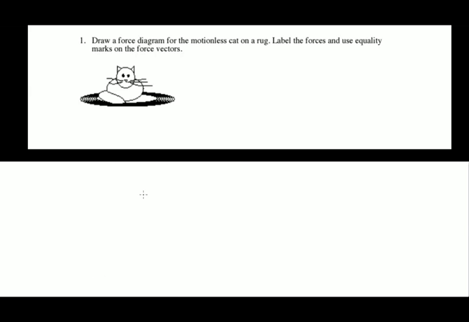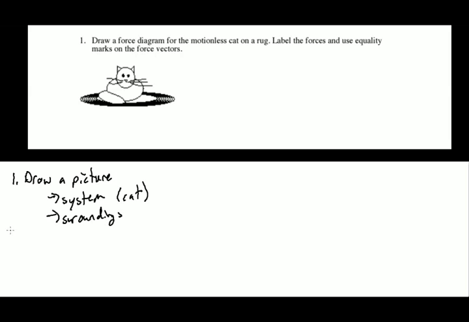Okay, so we're going to look at this cat. We're going to draw a force diagram of this cat. A force diagram is simply a way to analyze the forces acting on an object. The first thing you're going to do when drawing a force diagram is draw a picture of the thing of interest, called the system. The system is the thing we're interested in. In this case, that's the cat. And you're also going to draw the surroundings. That's everything else.